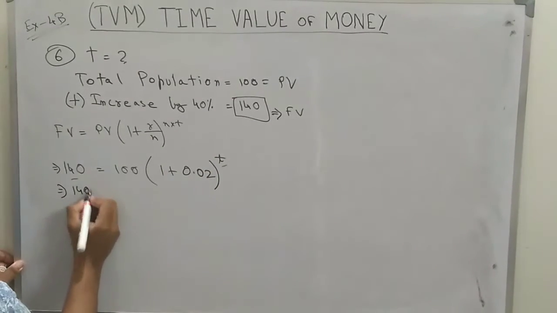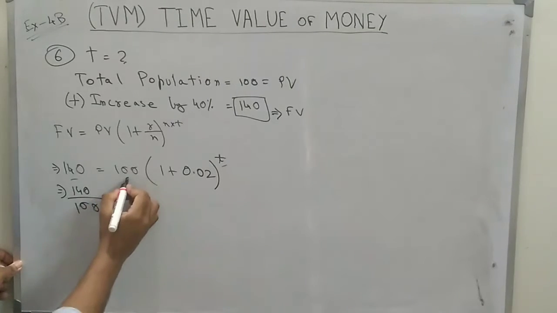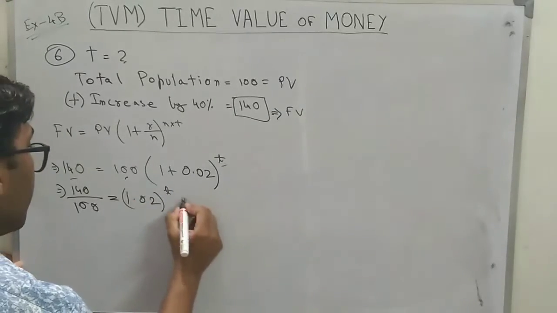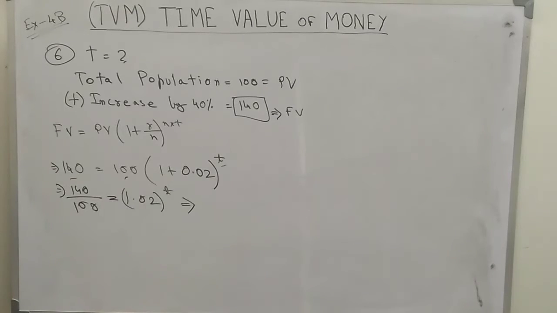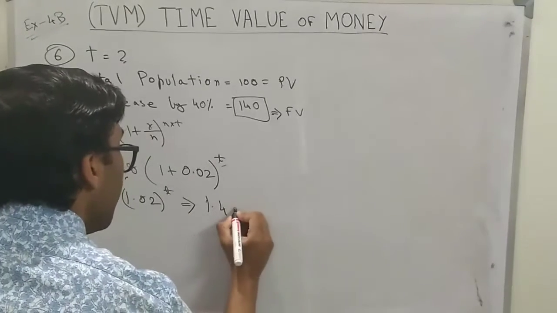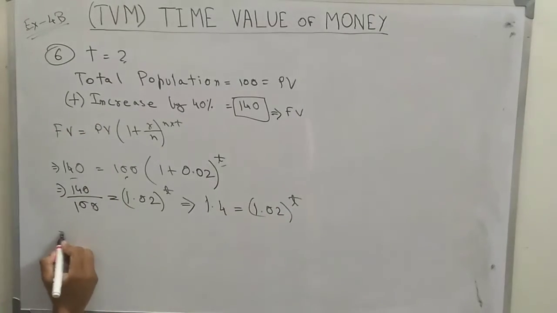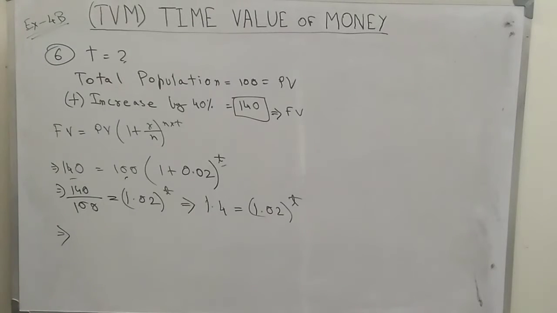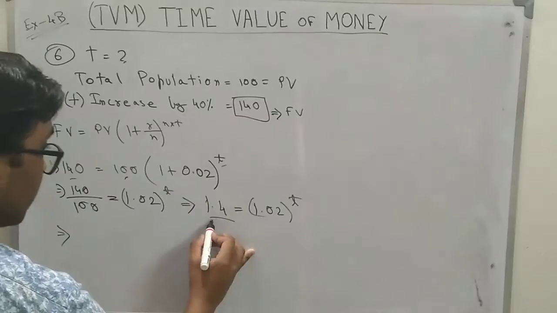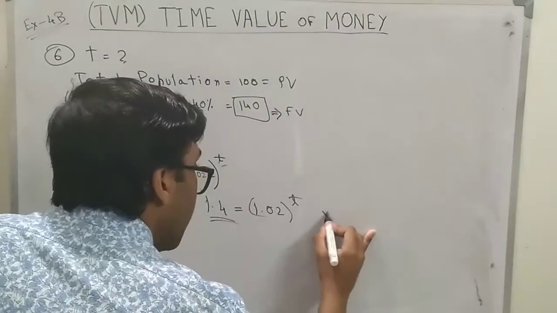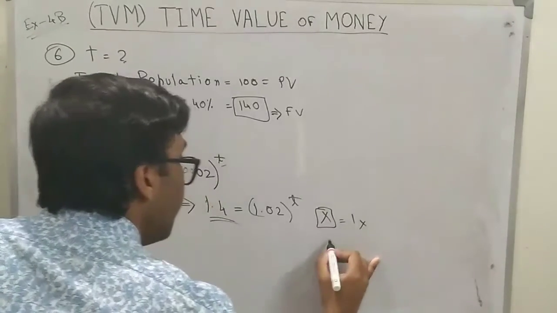So 140 by 100, this 100 comes over here, is equal to 1.02 to the power T, which means 1.4 is equal to 1.02 to the power T. Now again, press 1.02 in your calculator, press the multiply symbol once, and keep pressing the equal to symbol until 1.4 or an equivalent amount appears. That means you press the multiply symbol once and then the equal to symbol.